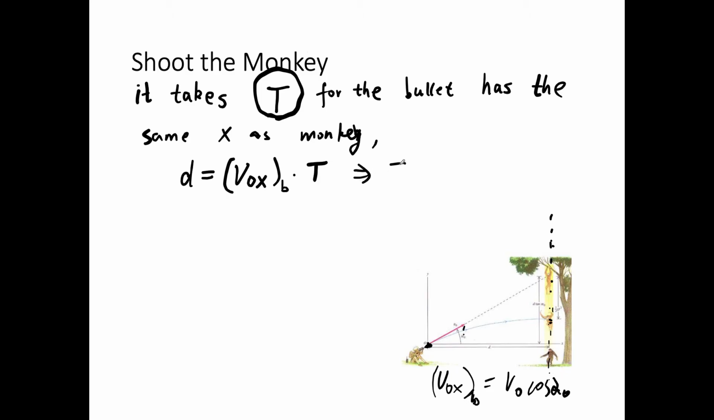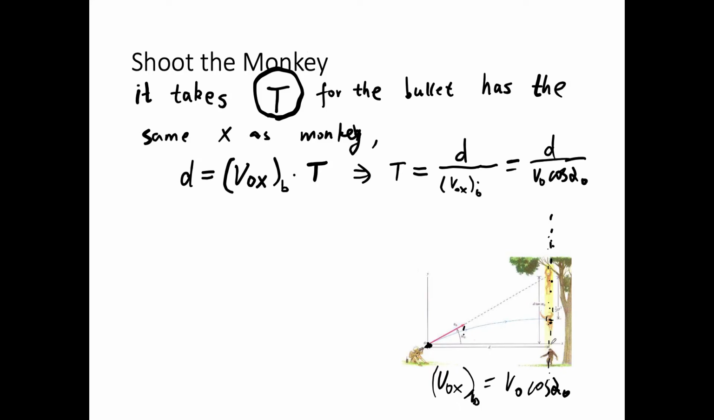So we can solve for t. It's going to be d divided by v0x, the initial velocity of the bullet in the x direction. So it's d over v0 cosine alpha 0. Okay, that's how long it takes for the bullet to get to the same x position as the monkey.